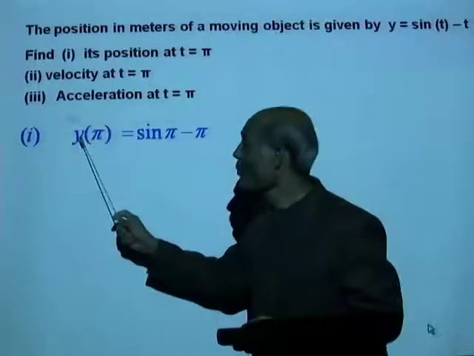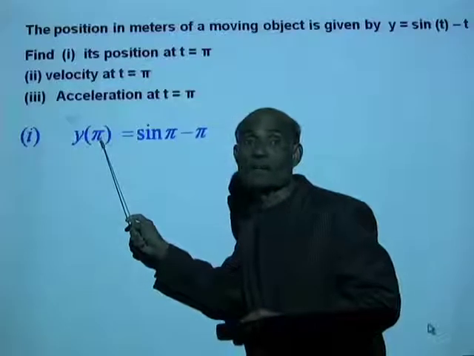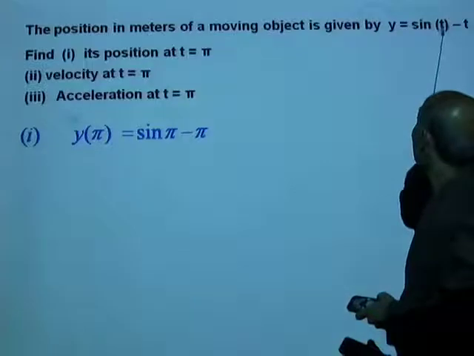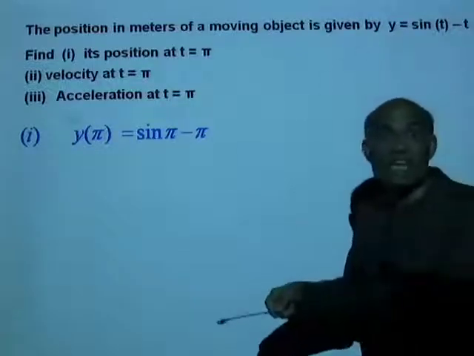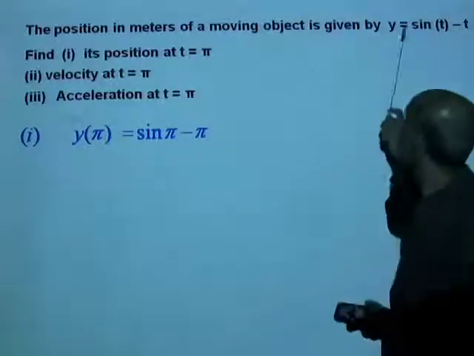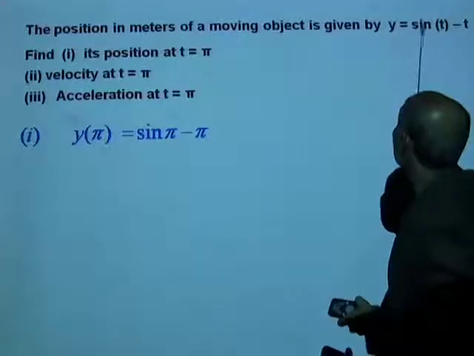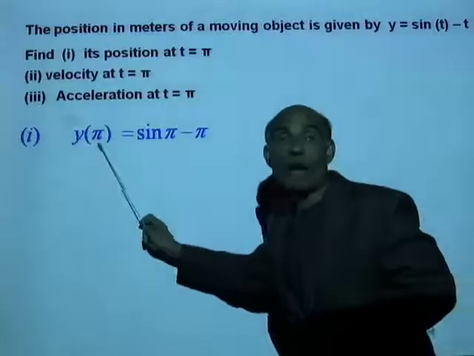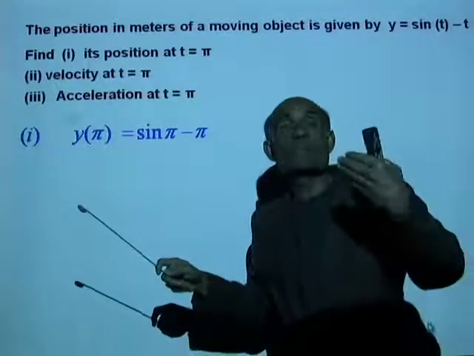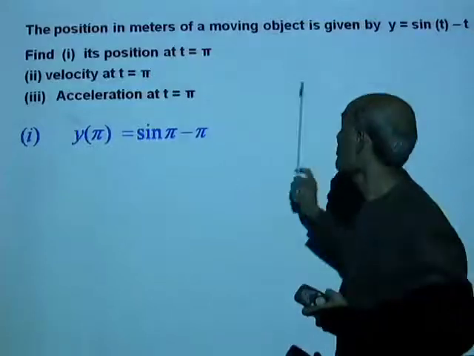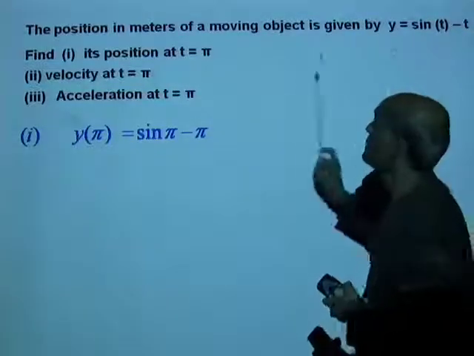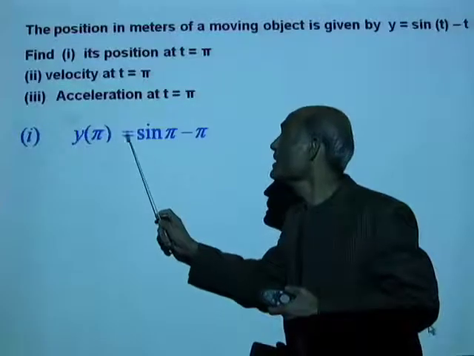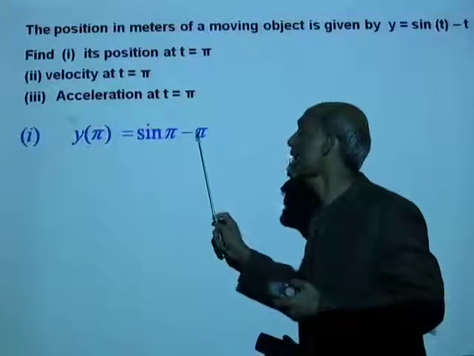Alright, let's start. y of pi. What does that mean? You see, y equal to sine t minus t means y is a function of time. So this actually is y of t equal to sine t minus t. Therefore, y of pi means the position when t equal to pi. Replace in the position function your t by pi. So that would be y of pi equal to sine pi minus pi.